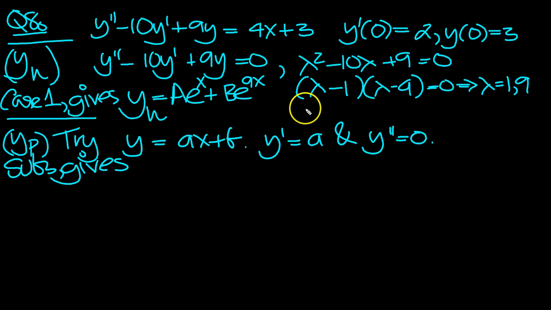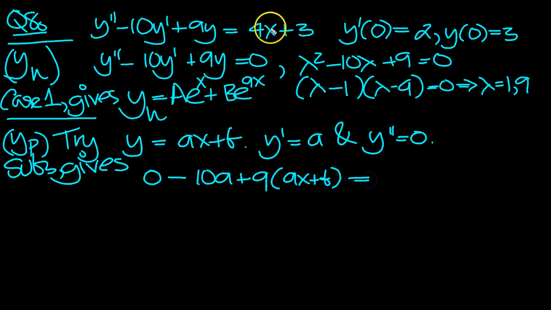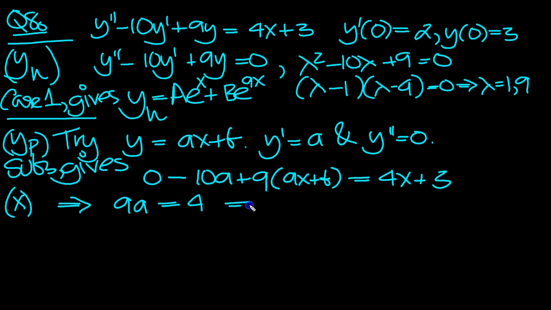We've got y double dashed, which is 0, minus 10y dashed, minus 10a, plus 9y's, and y is ax plus b, equals 4x plus 3. So we can equate the coefficients, can't we? Now the x's, we can equate those. So here what have we got? We've got this term here, 9ax. That's the only x's we've got. So 9a lots of x will equal 4. So a is 4/9.